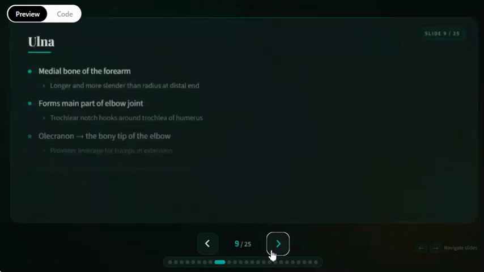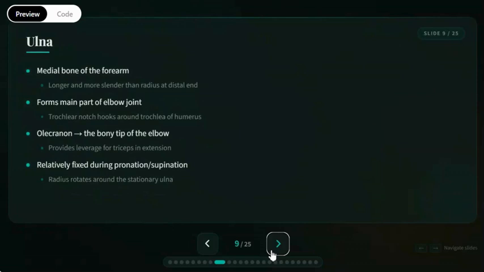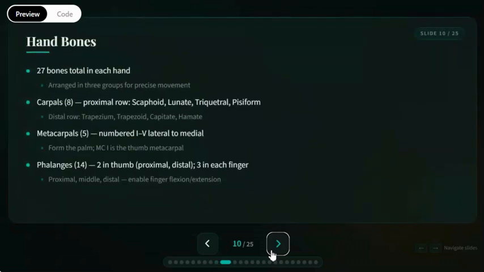8. Bones of the hand. The hand consists of 27 bones, 8 carpals, 5 metacarpals, 14 phalanges. These bones are arranged in a way that allows both stability and flexibility, enabling precise hand movements.